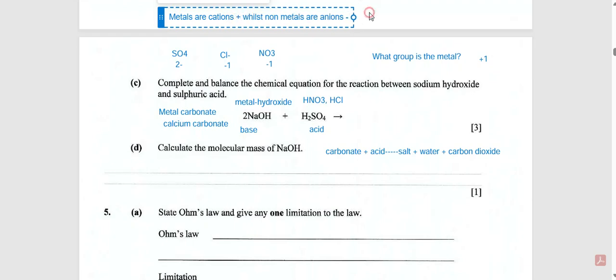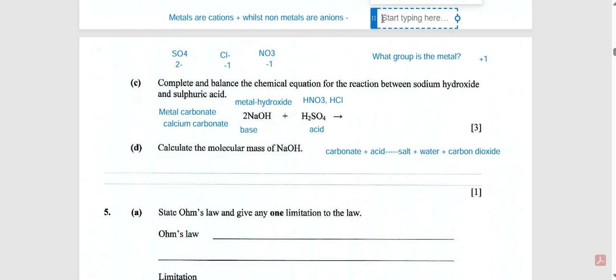Then remember what we said about groups: metals are found where on the periodic table? Groups 1 to 3, whilst non-metals are found in groups 4 to 8. So if asked to find a metal, just go and look at groups 1 to 3, and for non-metals go to groups 4 to 8. So the elements between groups 1 and 3 form cations, and these form anions.